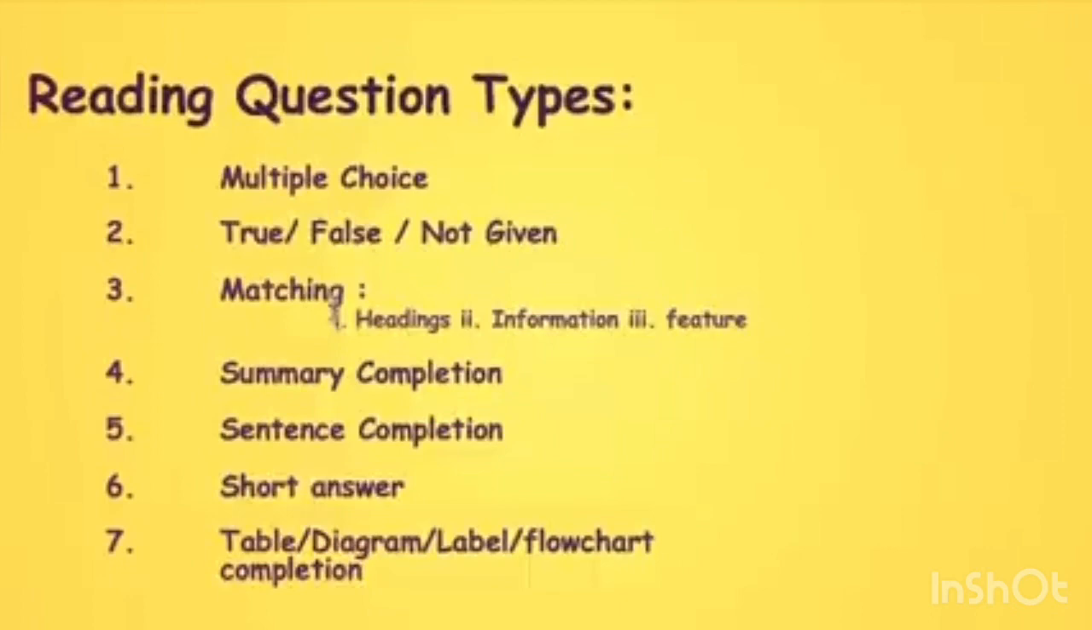Then there is the matching question. Now this is a very common question. You may need to match headings. There will be a list of headings given which you would need to match to each paragraph in the passage. You may be asked to match information that's given in the passage that you need to pinpoint in the paragraphs of the passage. You may even need to match features that have been asked in the question. The next type is summary conclusion. There may be sentence completion, short answers, and completion of tables, diagrams, labels, and flowcharts.